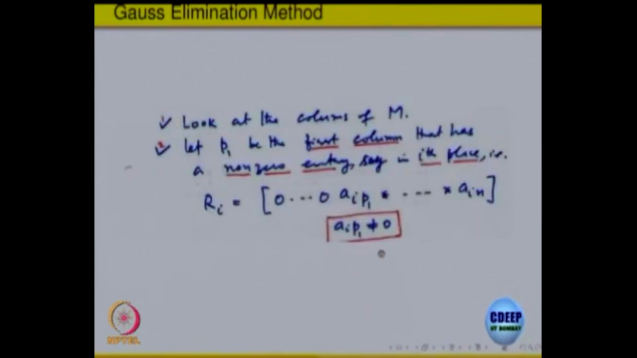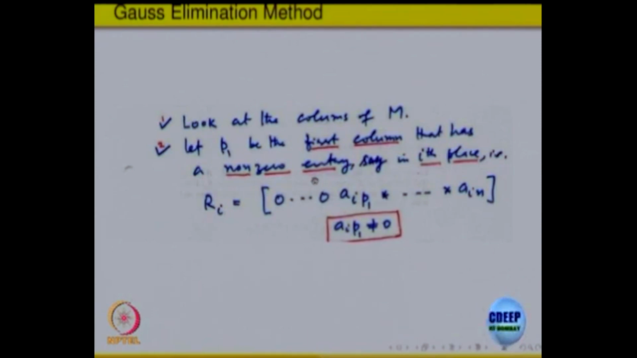So what one does is look at the columns of M. You are given a matrix. Look at the first column. Possibly everything is 0 in that column. Fine. So what will the machine do? It will scan the first column. No non-zero entry, go to the second column. Non-zero entry. So look at the column where it first spots a non-zero entry in some place. We don't know where. So let P1 be the first column that has a non-zero entry.